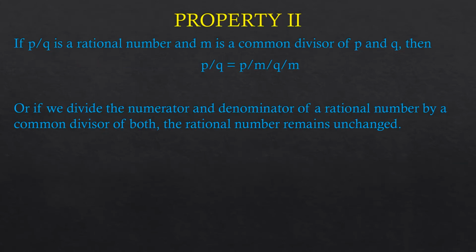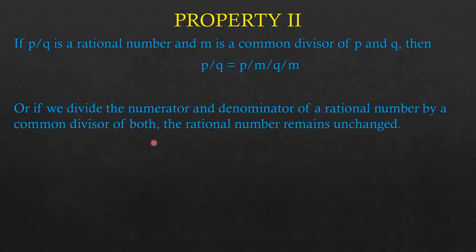Now we have property number 2. So let's see what this property is. If P upon Q is a rational number and M is a common divisor of P and Q, then P upon Q is equal to P by M upon Q by M. Or it says, if we divide the numerator and denominator of a rational number by a common divisor of both. In the last property we took a common integer.